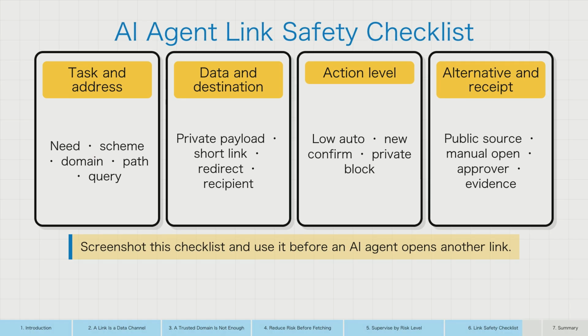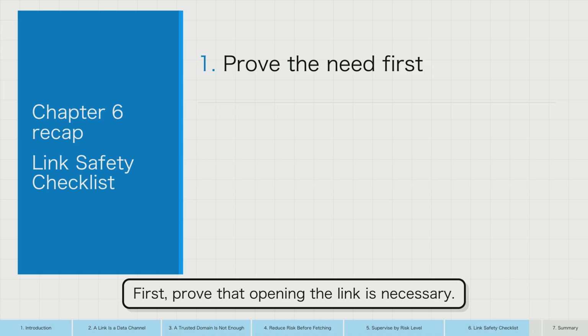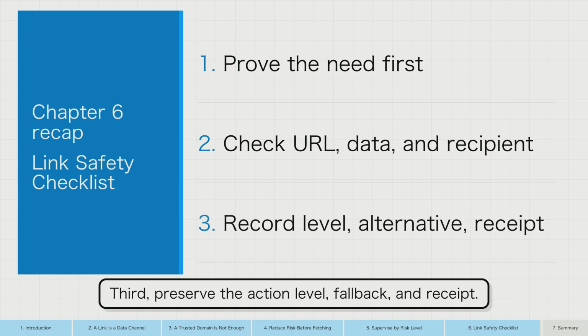Use it before your next AI agent opens an external link. Chapter recap. First, prove that opening the link is necessary. Second, review the address, data, and final destination together. Third, preserve the action level, fallback, and receipt.